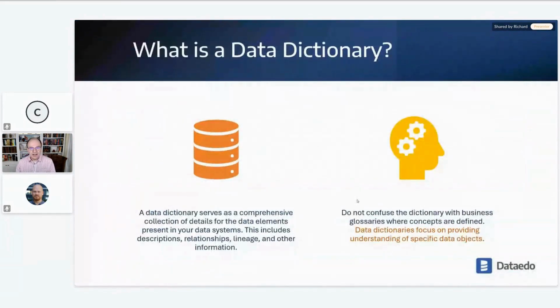Okay, moving on. What is a data dictionary? The dictionary itself is a collection of the metadata details about those objects in your data systems, the tables, the views, the columns, and so on. Down here, it lists some descriptions, relationships, lineages. There are others like sensitivity classification, ownership, profiling, a lot of things here that come into this data dictionary, a lot of aspects. In this session, we're going to focus on descriptions and titles. And of course, here again is that warning about not confusing a dictionary with a business glossary.